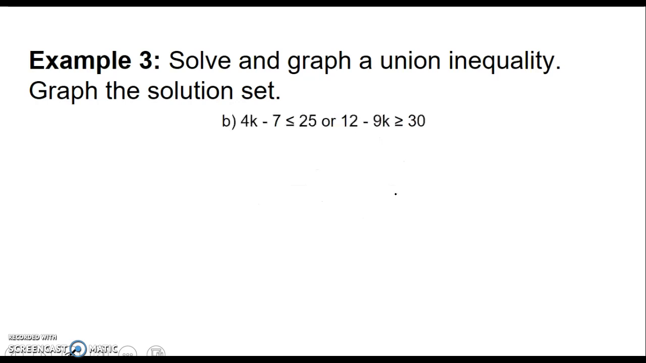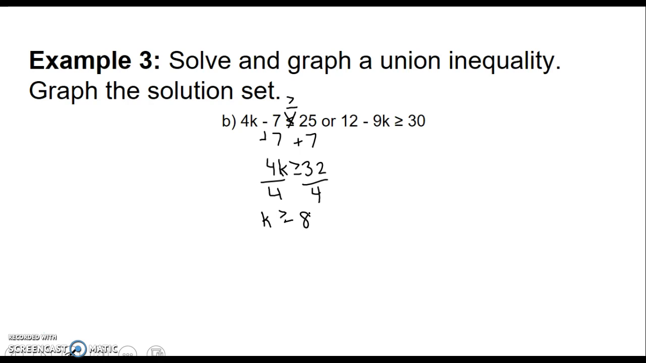All right. On this one, there's a little bit of a typo, so let's go ahead and change this to greater than or equal to. That will make it work out. So I'm going to solve each of these separately. For 4k minus 7 is greater than or equal to 25, I'm going to add 7 to each side. So I get 4k greater than or equal to 32. Now I'm going to divide by 4, and I get that k is greater than or equal to 8. 32 divided by 4 is 8.